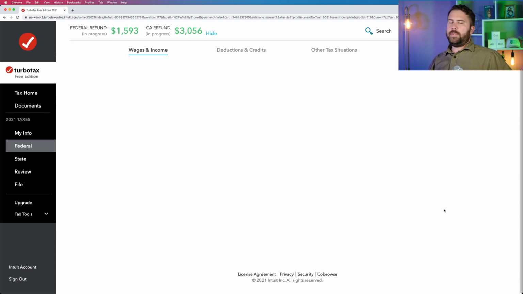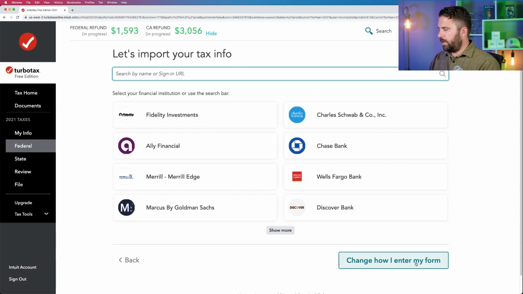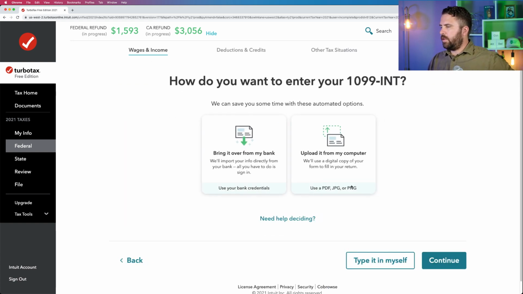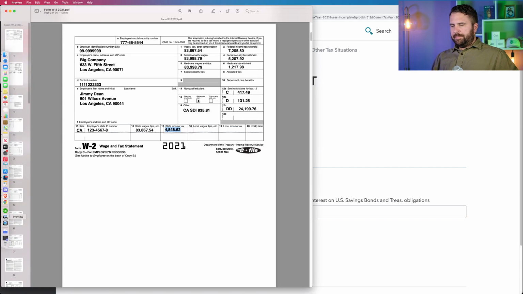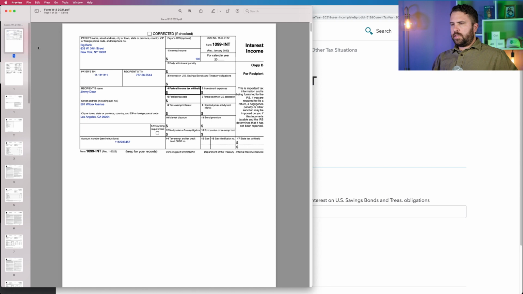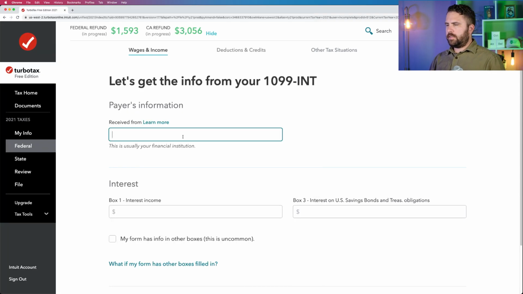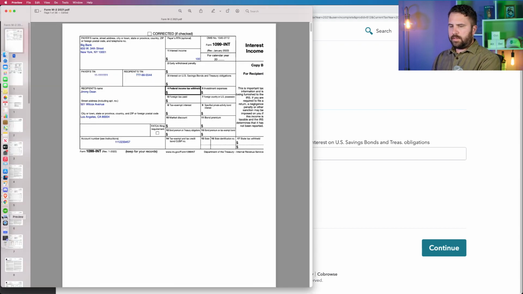Well, the problem is the fake 1099 interest I prepared for this is fake, so there is no financial institution to import it from. So I click change how I enter my form, and I'm going to say I have to type it in myself. Payer's information. All right. Where's the 1099 interest form? I said Big Bank at 633 West 34th Street. Interest income, I think I just said 100, right? And that, yeah, 100.